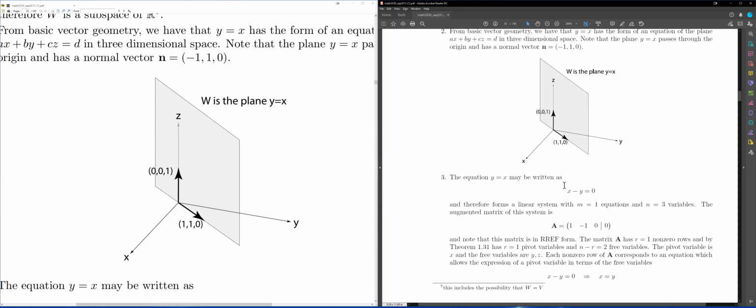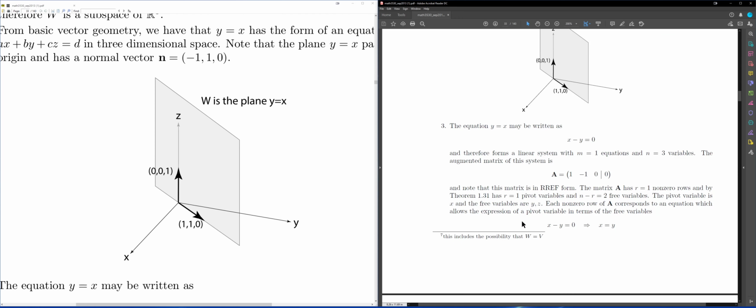Once you have your equations here, you form your augmented matrix by looking at the coefficients. So what are your coefficients? Your coefficients are 1 over here, minus 1 over here, and 0 coefficient for the z. And then your right hand side is 0, so you get this over here. And because you just have one equation, you're just going to have one row in your augmented matrix.